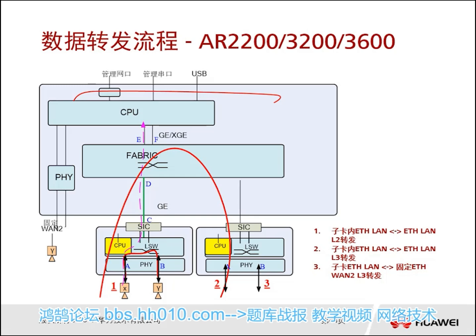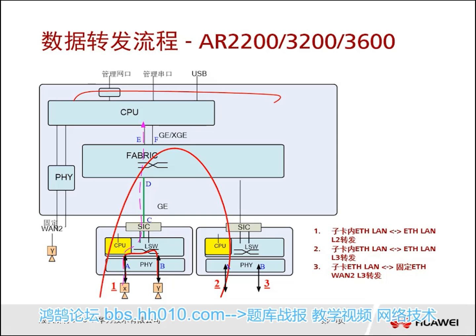Now, let's take a look at the AR2200, AR3200, AR3600. These routers have high performance. How is the data forwarded between them? It may look a bit complex from the diagram, but our mindset is actually in line with what we discussed before. The data forwarding this series performs is the same as the series we just talked about.